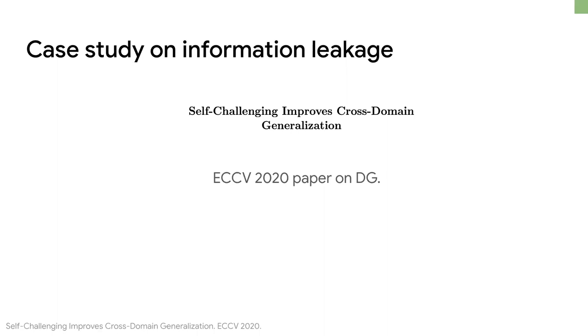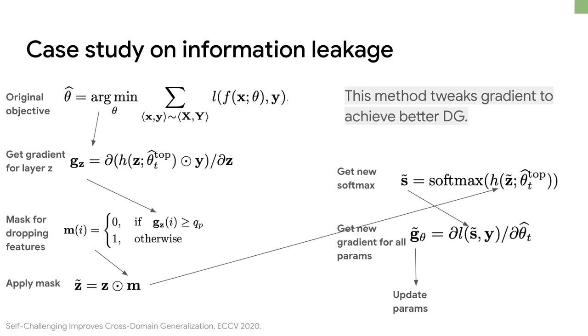So I wanted to walk you through a case study here, where you do information leakage without being super obvious. This is an ECCV 2020 paper on domain generalization called Self-Challenging Improves Cross-Domain Generalization. I'll give you a brief overview of the method. So that's the original objective of just doing empirical risk minimization. You get the gradient for some layer Z, right? And then you decide that.